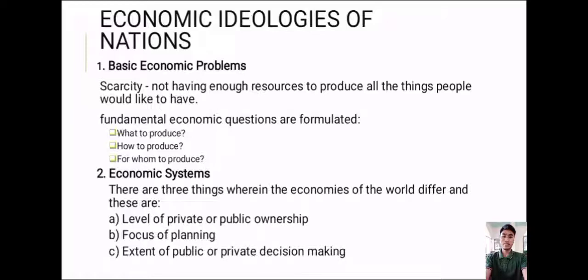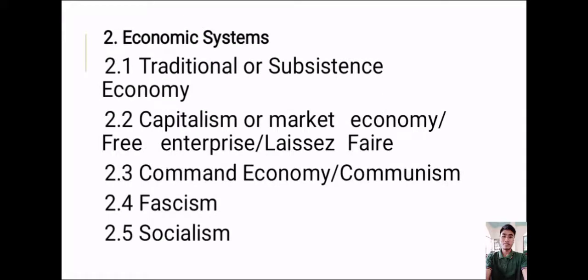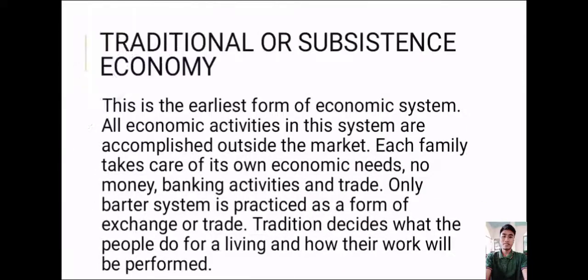And the second is economic systems. There are three things wherein the economies of the world differ, and these are: first, the level of private or public ownership, the focus of planning, and the extent of public or private decision making. So the economic systems are: traditional or subsistence economy, capitalism or market economy, free enterprise, and third, command economy, communism, fascism, socialism.